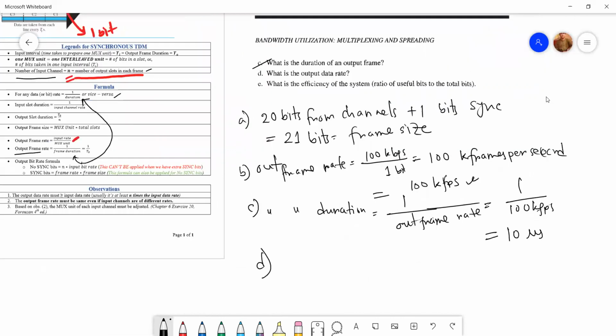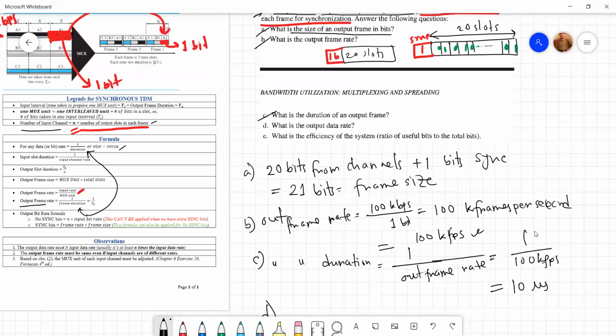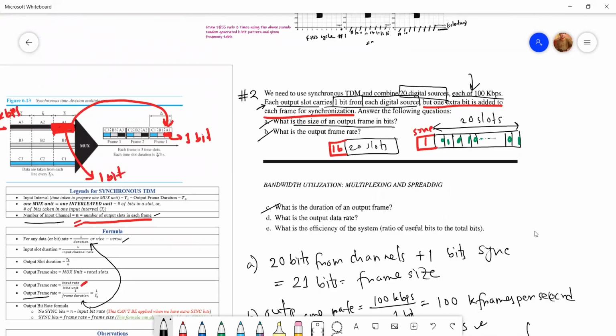So now let's talk about the fourth one. What is my output data rate? This question is a little bit interesting. We know that we have two output bit rate formulas. The first one is if there is no synchronization bit. If we didn't have any kind of synchronization bit, then we could say the output frame rate could be n into the input rate, where n is the number of channels, because there wouldn't have been any overhead of carrying an extra bit or 2 bits or 3 bits or any number of bits for the synchronization part. We could easily use that formula.